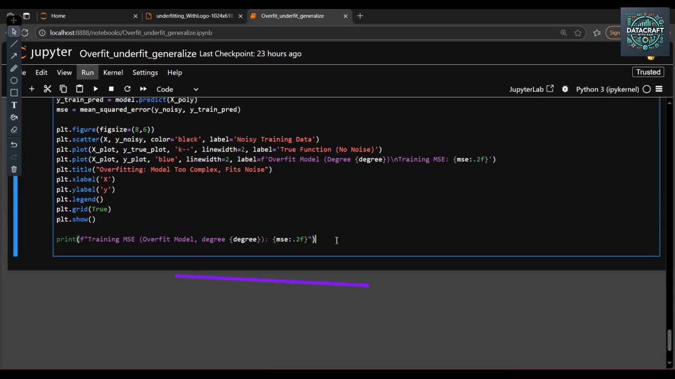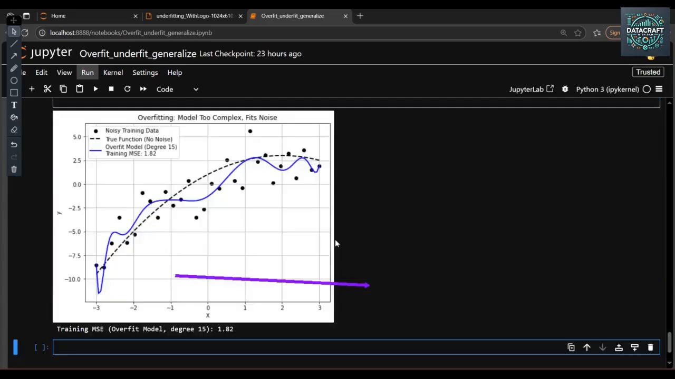Let's execute this code. Now let's try to understand what this plot is basically indicating. We fit a very complex model, a polynomial of degree 15. Now see this blue line: it wiggles to pass through almost every training point. Every training point it's passing. You can see this blue line.